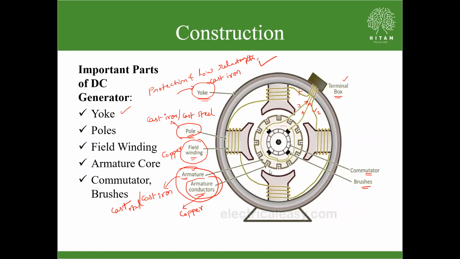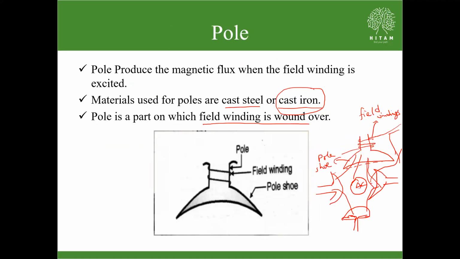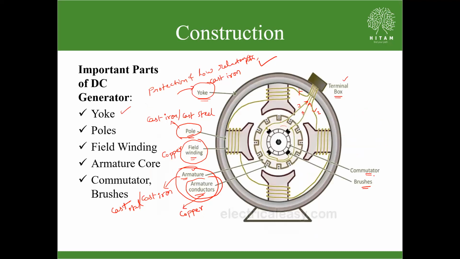Here the copper segments are connected to the armature coil, and the commutator is further connected to the shaft. This is the shaft. Brushes are usually made from carbon or graphite material. The purpose of the brushes is to collect the current, and they are made of the material carbon.